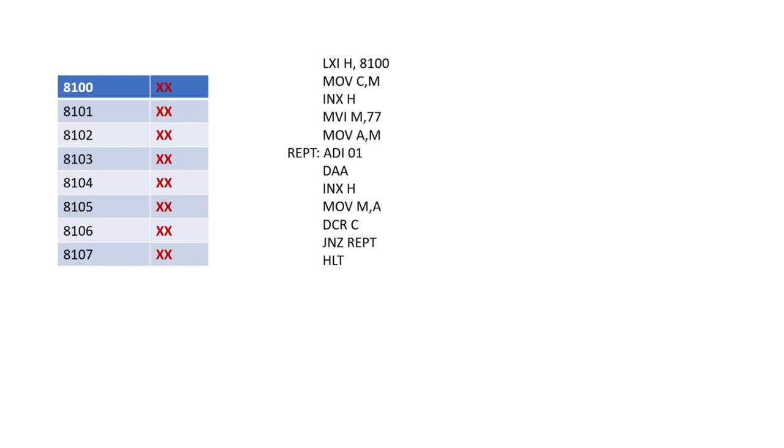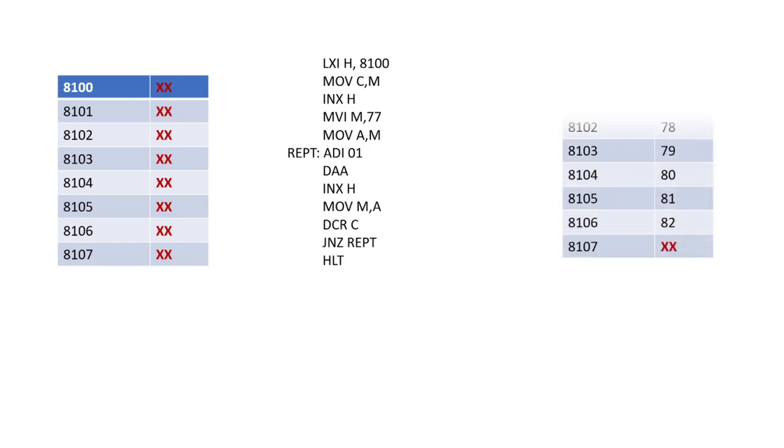Again we obtain 79. After DAA, 79, that result will be saved into the next location, and so on. Finally, when the C content becomes 0 the last time, this jump won't execute, and it will directly execute the halt instruction, that is stop. So finally, after execution of this program, we can obtain the result like this.